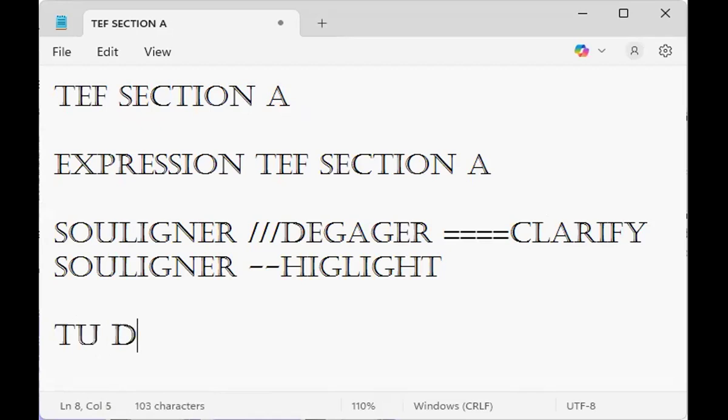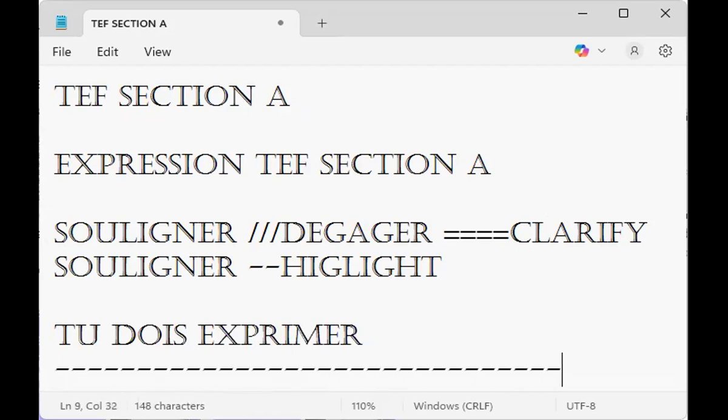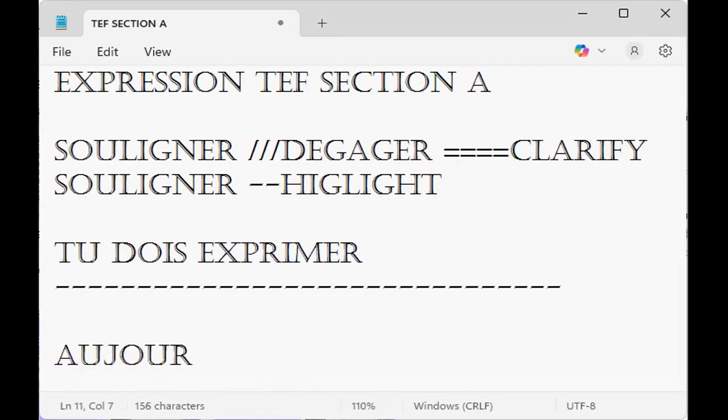I'm saying you need to express. Tu dois exprimer. What is exprimer? Exprimer is to express, my friends. Now today, aujourd'hui, repeat after me. Aujourd'hui, c'est quoi? Aujourd'hui is today. Today, you need to express your point of view.